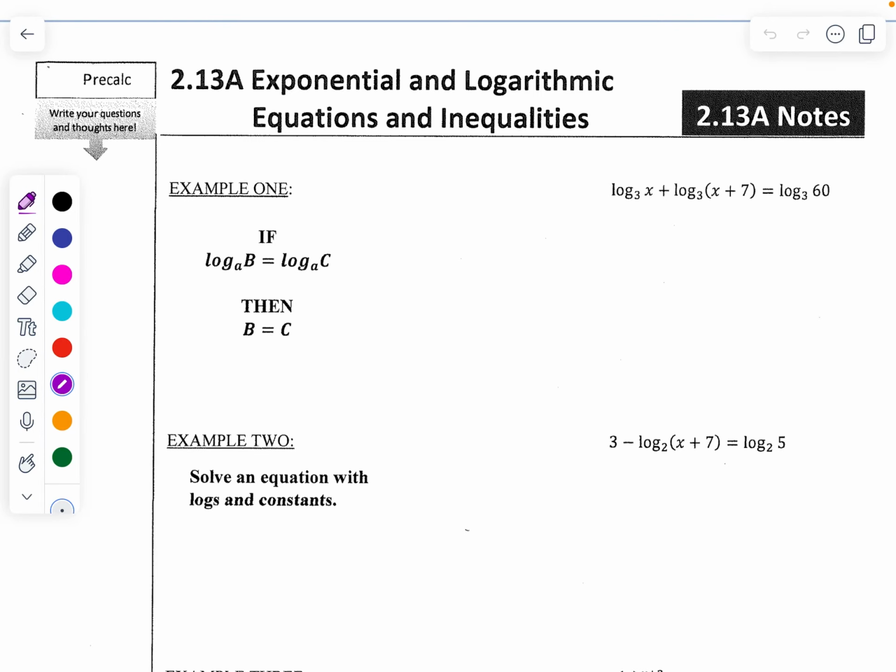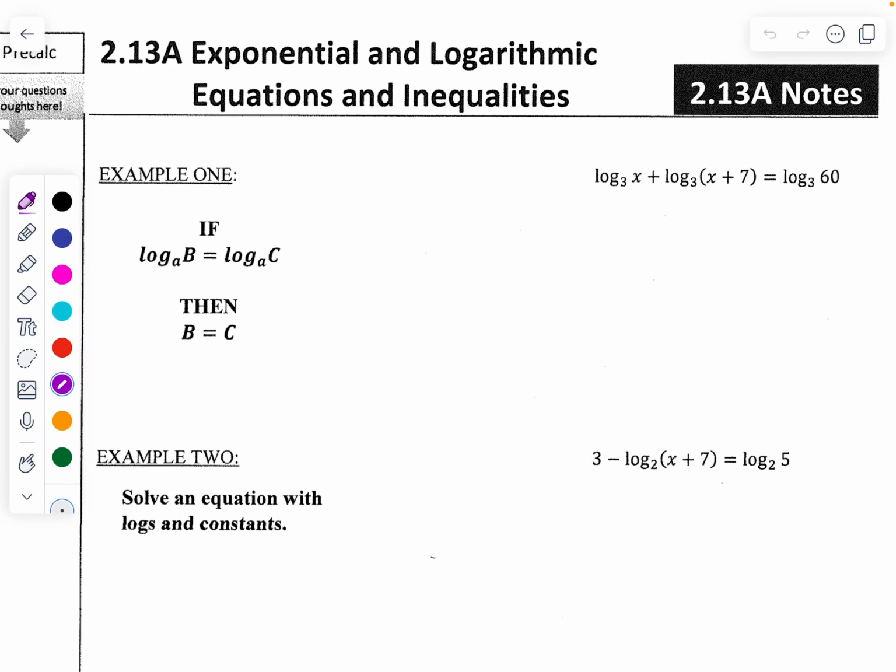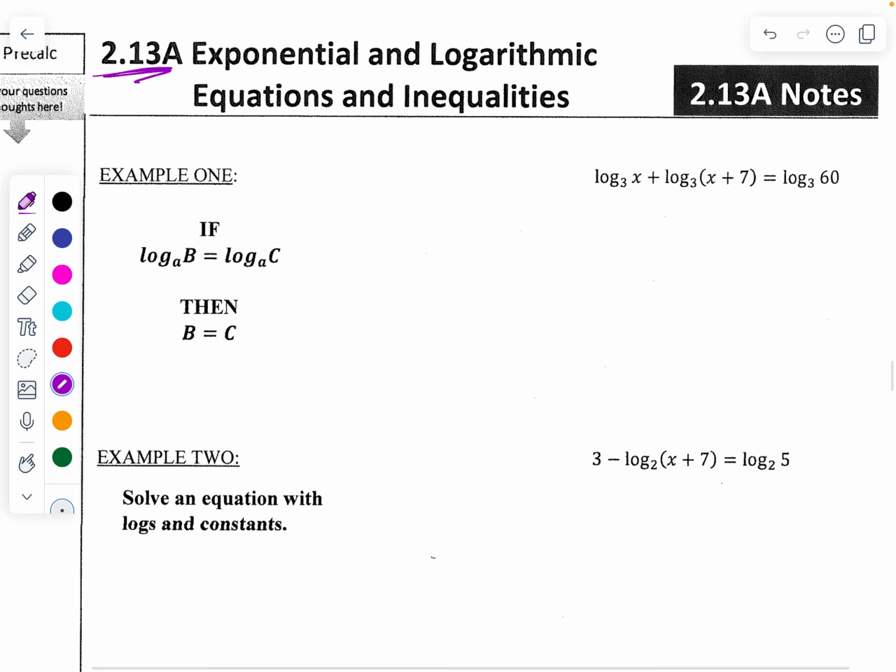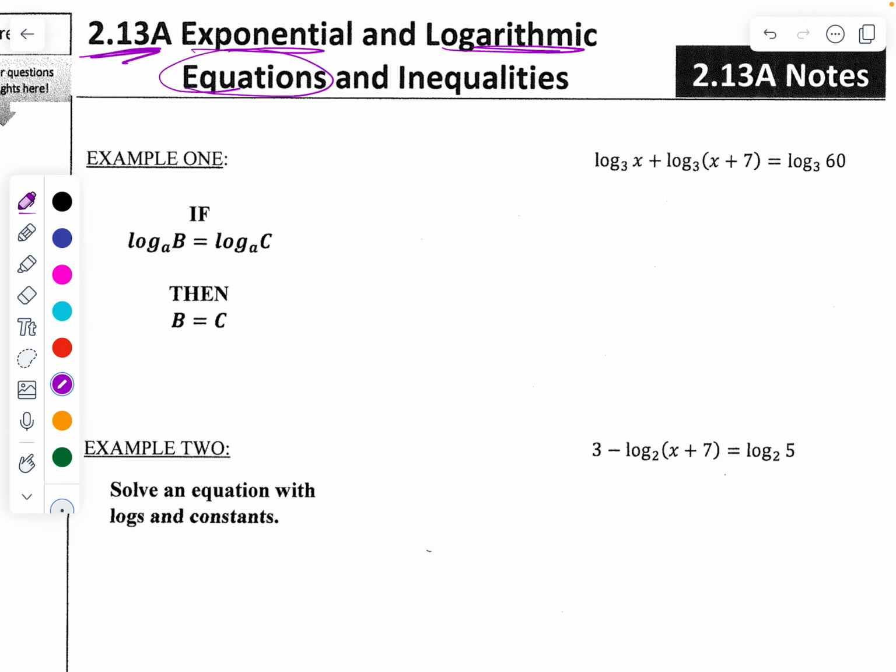Hey y'all, let's go ahead and start talking about notes on section 2.13A, exponential and logarithmic equations and equalities. So we're just going to be focusing on equations for this section.